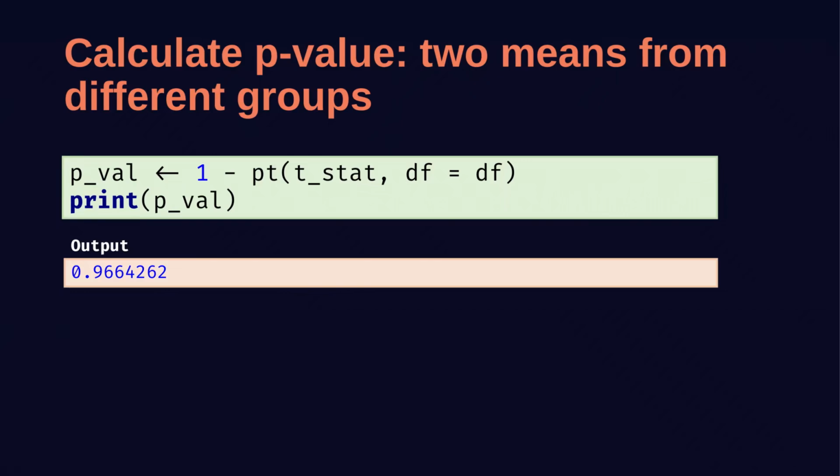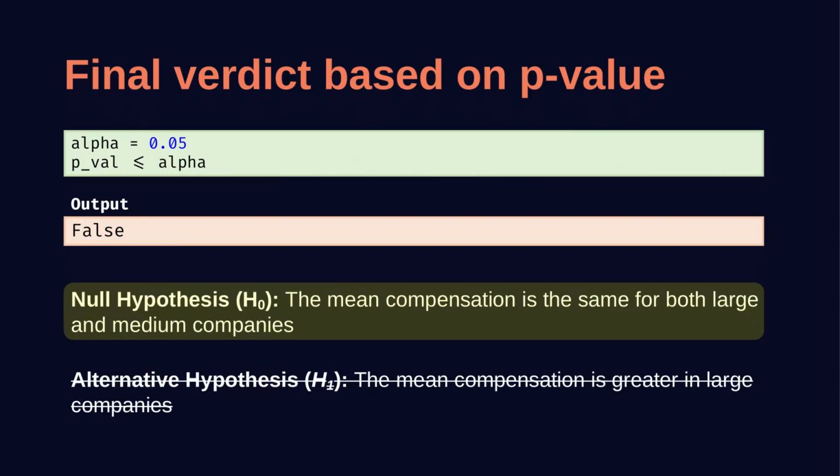We calculate the p-value to be 0.96. This p-value is more than the significance level of 0.05. Therefore, we will fail to reject the null hypothesis and conclude that, based on the salaries data, the mean compensation is the same for large and medium-sized companies. That was a lot of calculations. Fortunately, there's an easier way to get the p-values quickly.